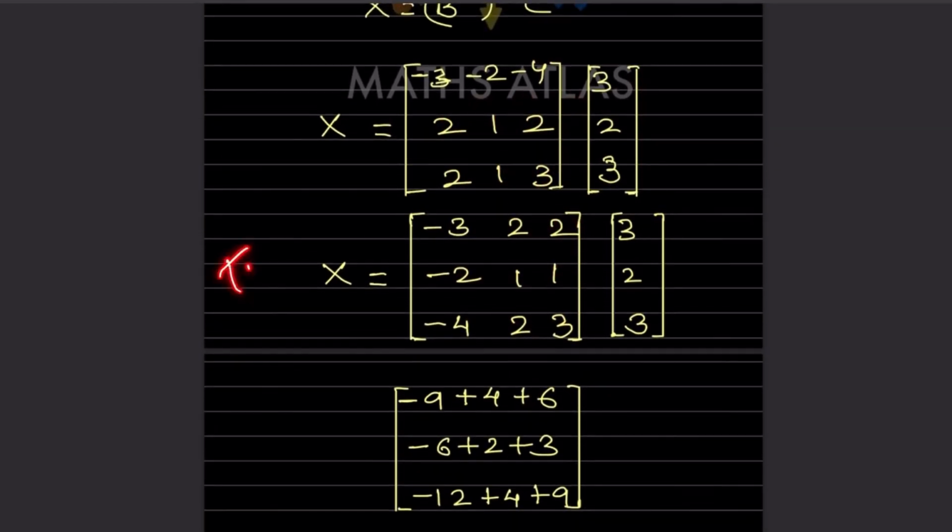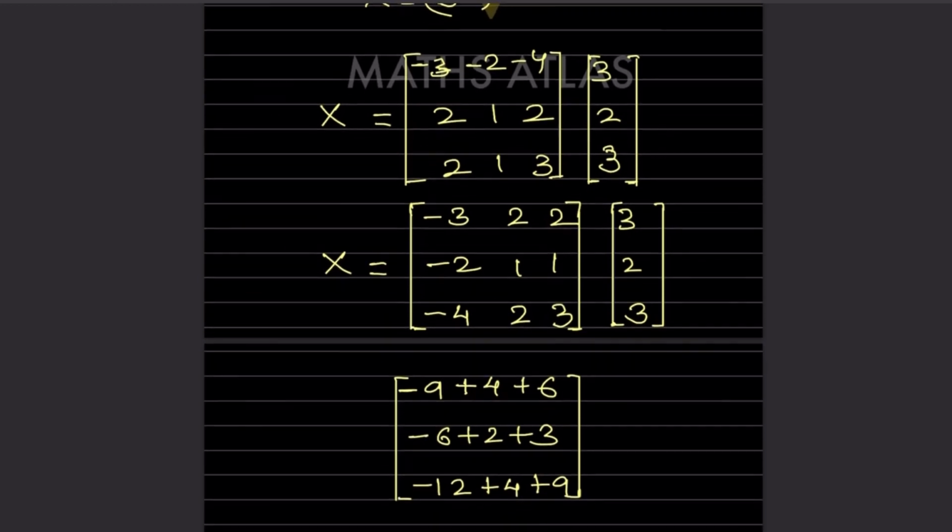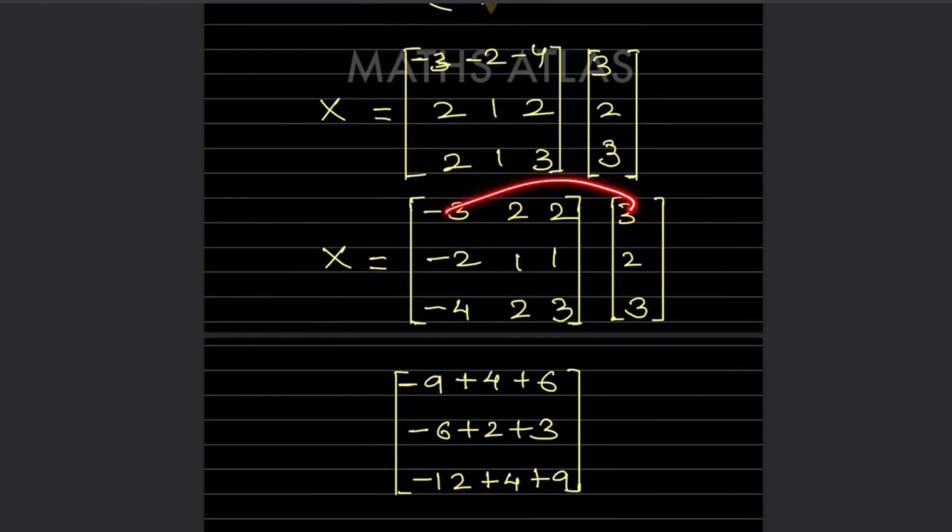So here, we want a transpose of this one. Okay, so this is the transpose of this one. So now we are going to multiply this one. So minus 9 plus 4 plus 6, then this is minus 4, then this into this is going to be minus 6 plus 2, and this is plus 3. And here what are we going to do? This will be minus 2, minus 12, sorry. This will be 4 and this is going to be 9. So this is what is written over here.